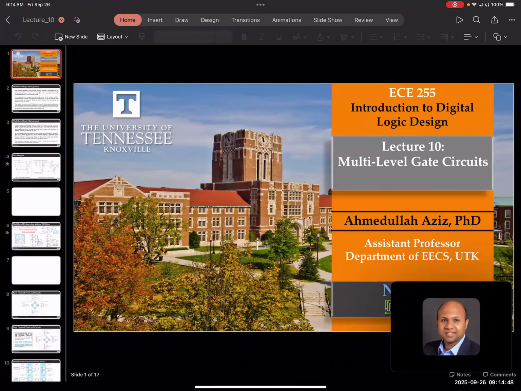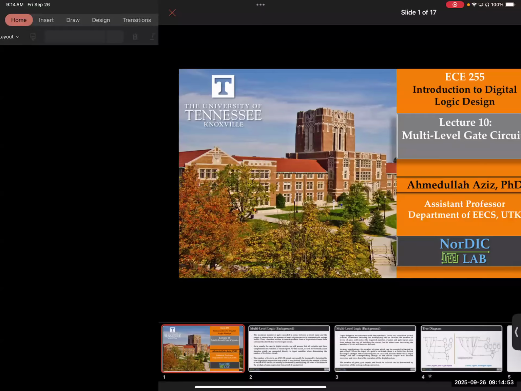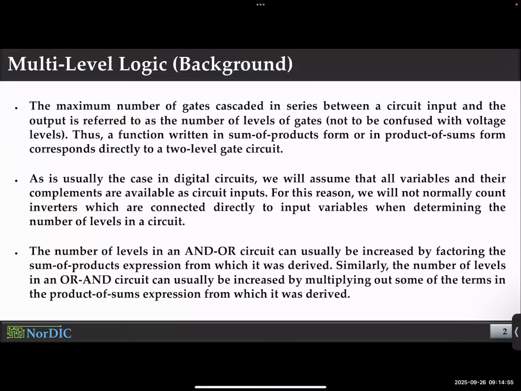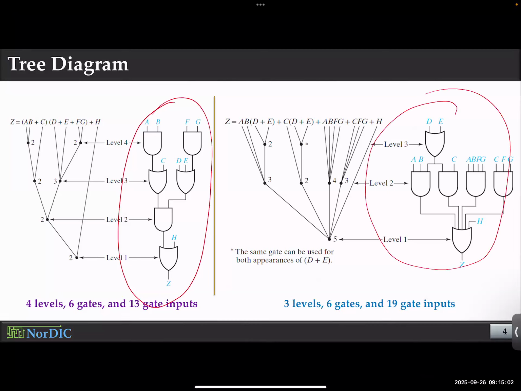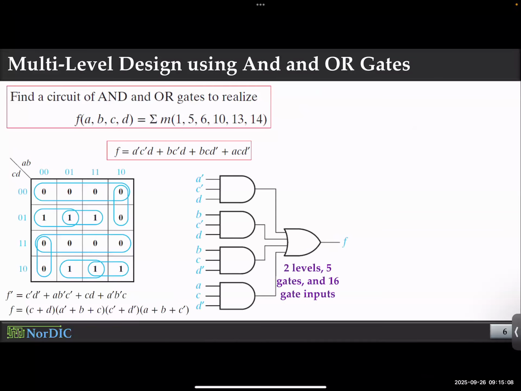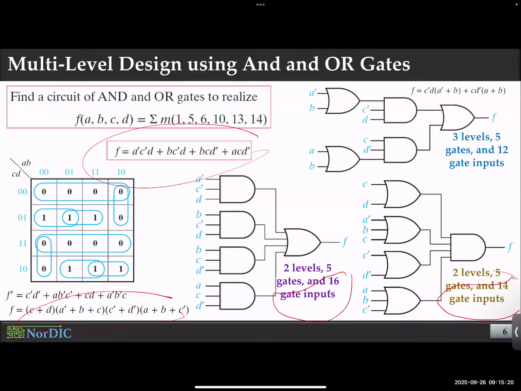So we have been discussing this multi-level gate circuit. Let me go through it very quickly. We discussed the possibility of redistributing a circuit into multiple stages instead of just two stages. And we started with the tree diagram concept. And then we saw how different approaches towards functional implementation, sum of product or product of sum, can give you different numbers of gate inputs, and reducing gate inputs is always good, right?